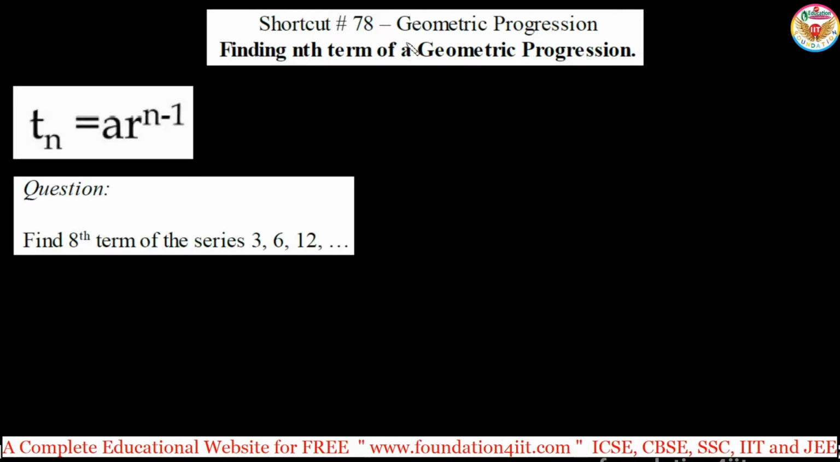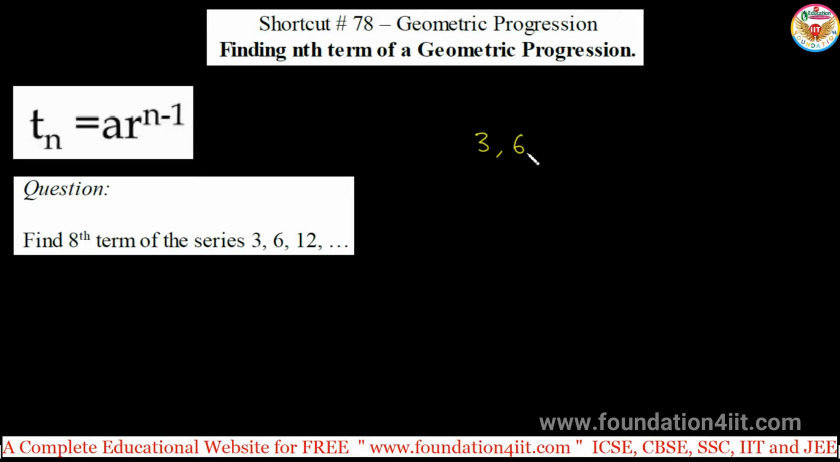In the shortcut methods from geometric progression, finding the nth term of a GP. If any series is in GP, we need to find the nth term using this formula: a into r power n minus 1. If you observe here, which type of series can we say is in GP? The ratio must be the same.